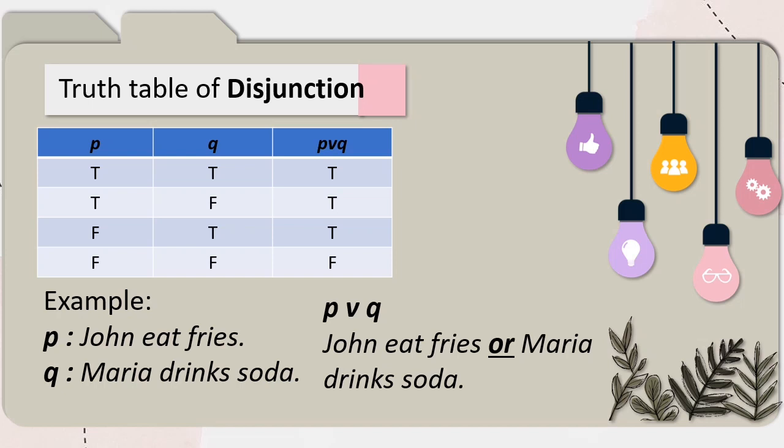In solving this type of statement, we have a given, which is the P and Q. P is your first statement and Q is your second statement. In P, the given values are true, true, false, and false. For the second statement, Q, the given values are true, false, true, and false. And that would never change, because that is your basis when solving the problem.